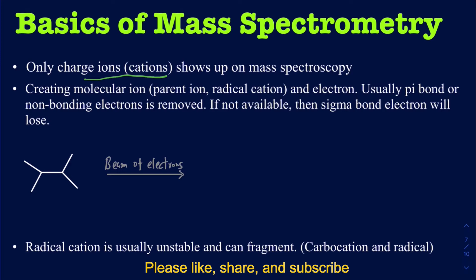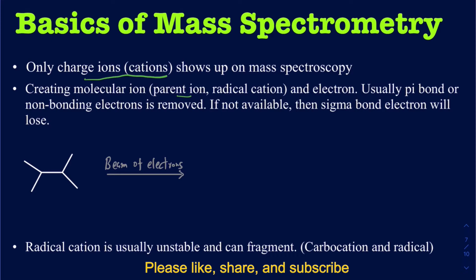Now, in order to create a radical cation, which is also called a parent ion, you must have a beam of electrons bombarding this molecule, and you will lose an electron from the molecule that's very loosely bound to the molecule. Now, what electrons are going to be very loosely bound? Those are typically your pi bond electrons, or your lone pairs, which are also called the non-bonding electrons. However, if you don't have any of those, then it's just going to be one of the sigma bonds that's going to break up, and it's going to lose an electron. As a result, it's going to make a radical cation.